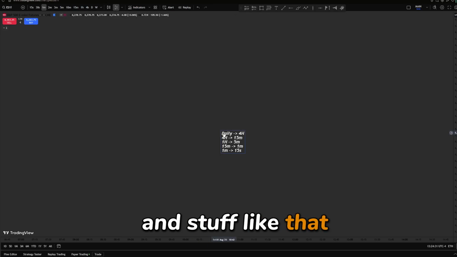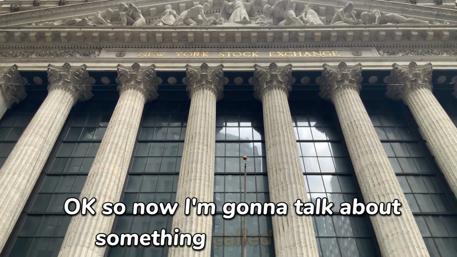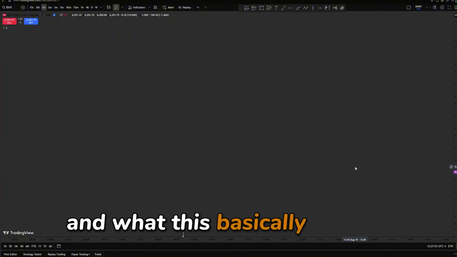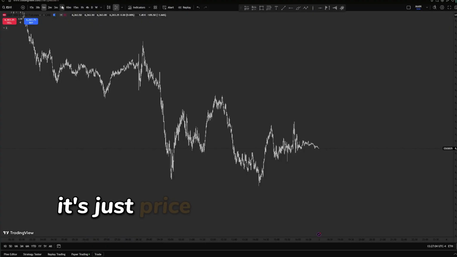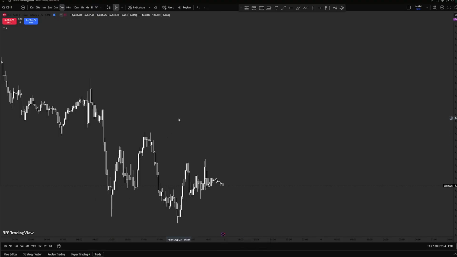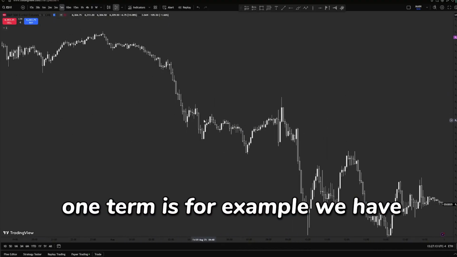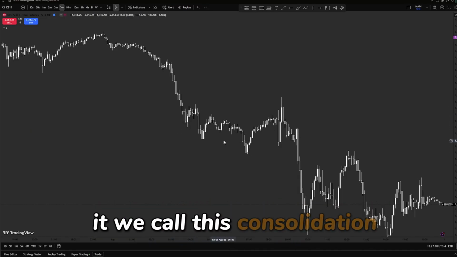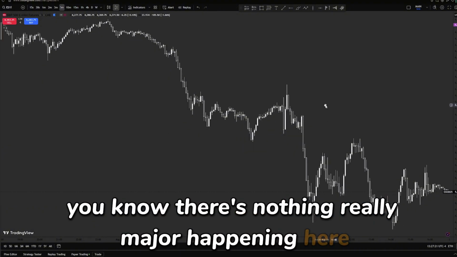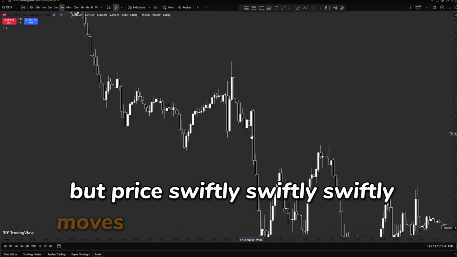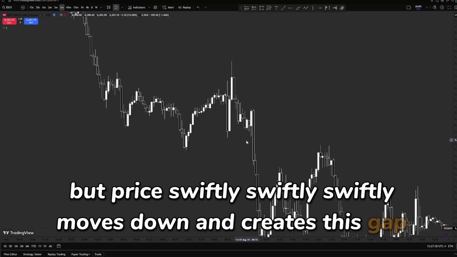Okay, so now I'm going to talk about something called PD arrays, or the full term, price delivery arrays. What this basically means is it's just price wanting to react off this. So one term is, for example, we have this period of price just moving sideways. We call this consolidation. There's nothing really major happening here, but price swiftly moves down and creates this gap here.